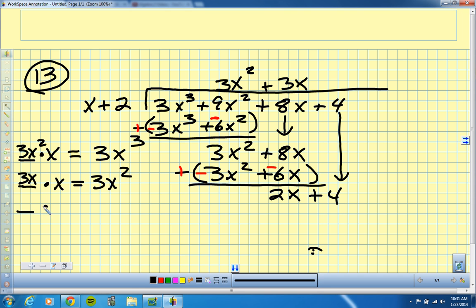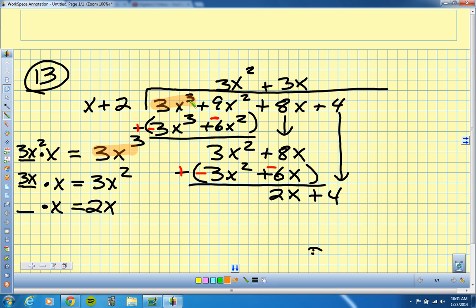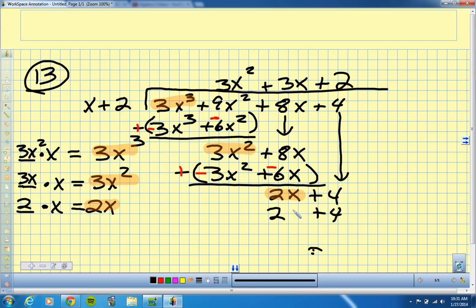Now we're thinking what times x equals 2x, right? This term always comes from the first: 3x cubed, 3x cubed, 3x squared, and then 2x, 2x. This just helps you stay organized. So what times x is 2x? 2. So we have a 2 up here. 2 times 2 is 4, and 2 times x is 2x. Parentheses, switch the sign, and we get 0. So no remainder on this one.